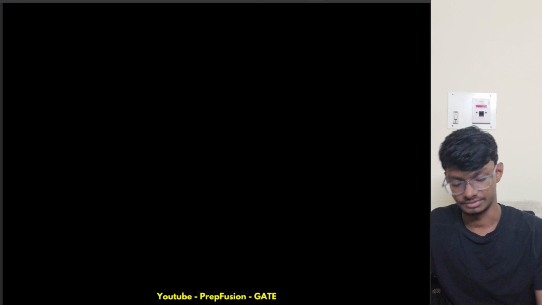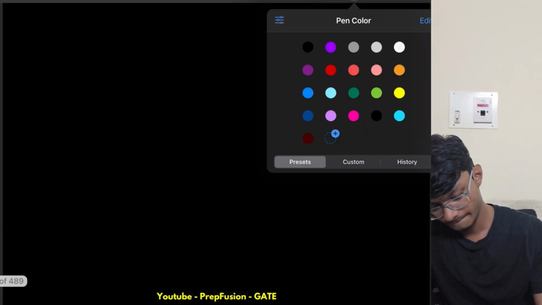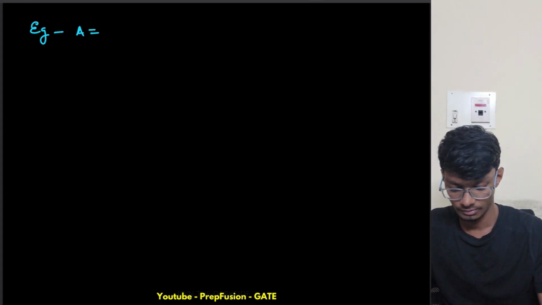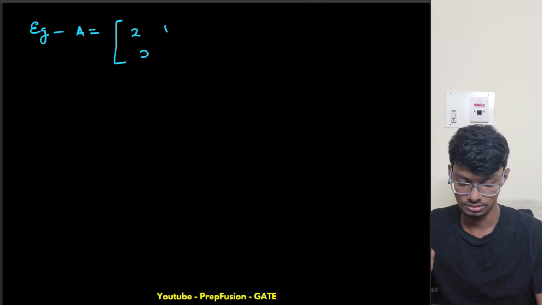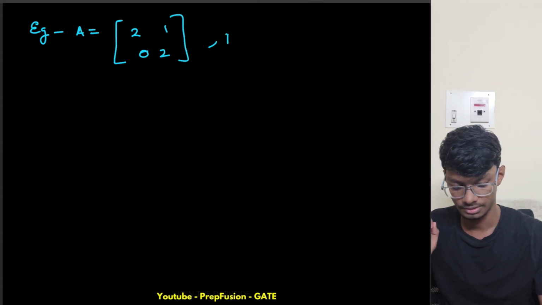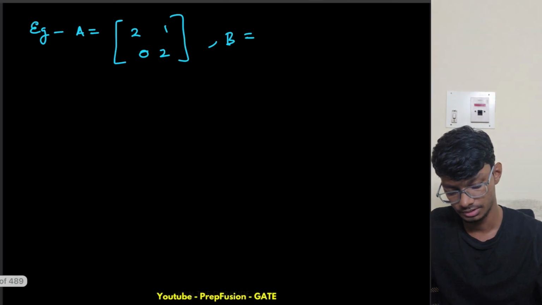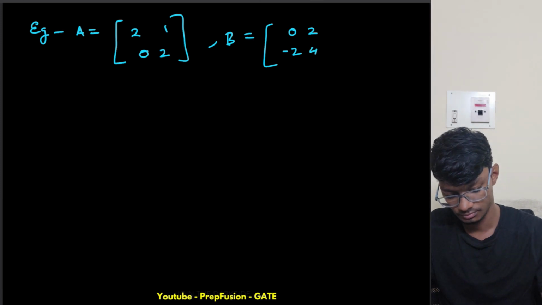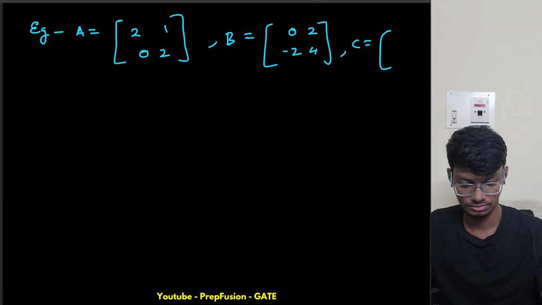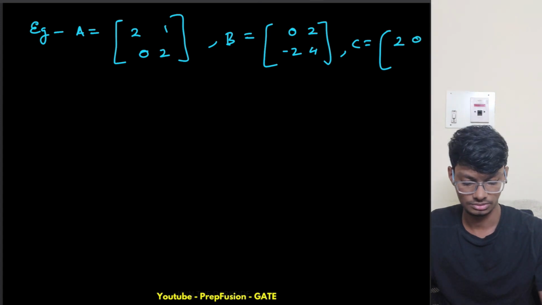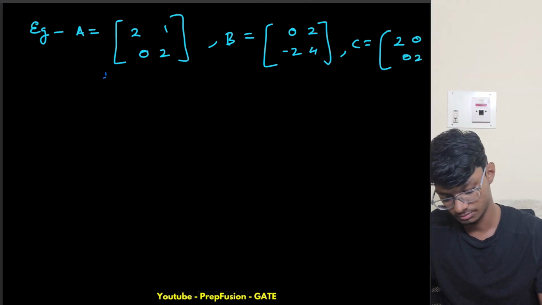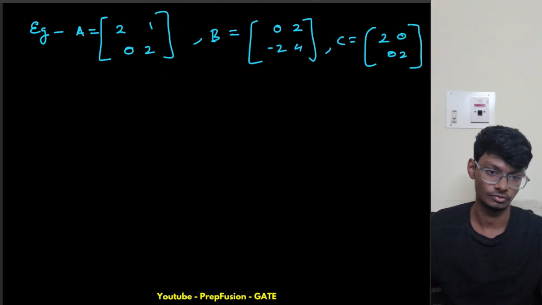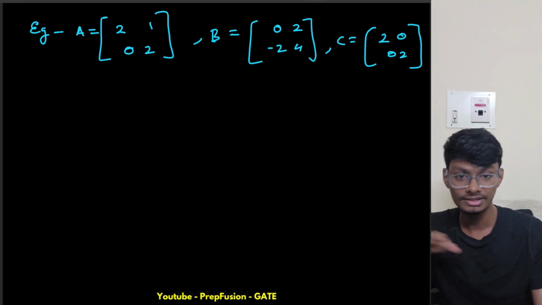Now let me take a few more examples. Let me take A, B, C. We have another matrix A, which is 2 1 0 2. Let me take B as 0 2 minus 2 4. And let me take C as 2 0 0 2. Now, are all these three matrices similar?